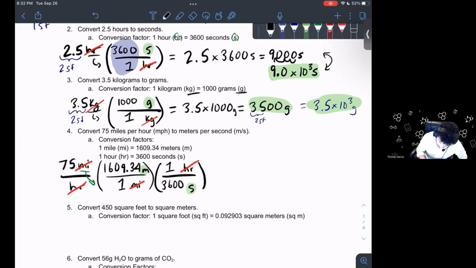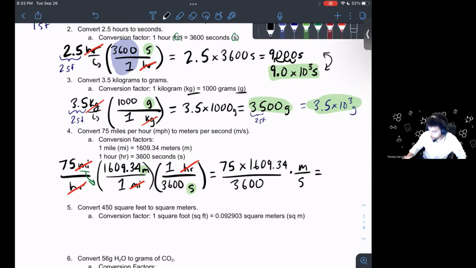So I know that when I do this math of 75 times 1609.34 all over 3600, I will still also be multiplying by meters on top, seconds on the bottom. And so we're going to go ahead and put this into our calculator. And we get 33.528 meters per second. But something's not right here.